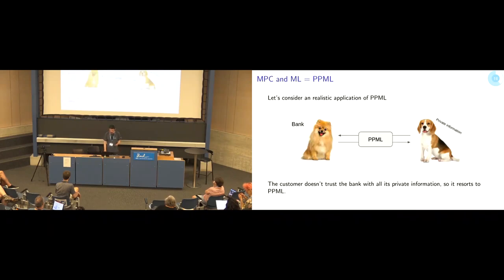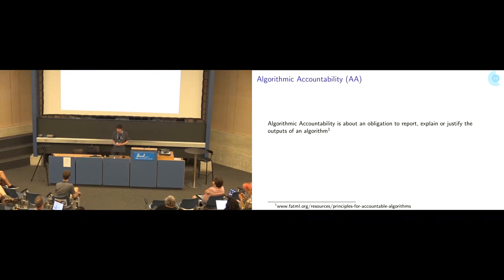Okay, but now that we're talking about machine learning, it becomes interesting to talk about this concept of algorithmic accountability, which is taking a step away from the privacy aspect, now just talking about the machine learning part. Algorithmic accountability is this idea that there should be an obligation to report, explain, justify, et cetera, the outputs of your algorithm, in particular the outputs of your machine learning algorithm.